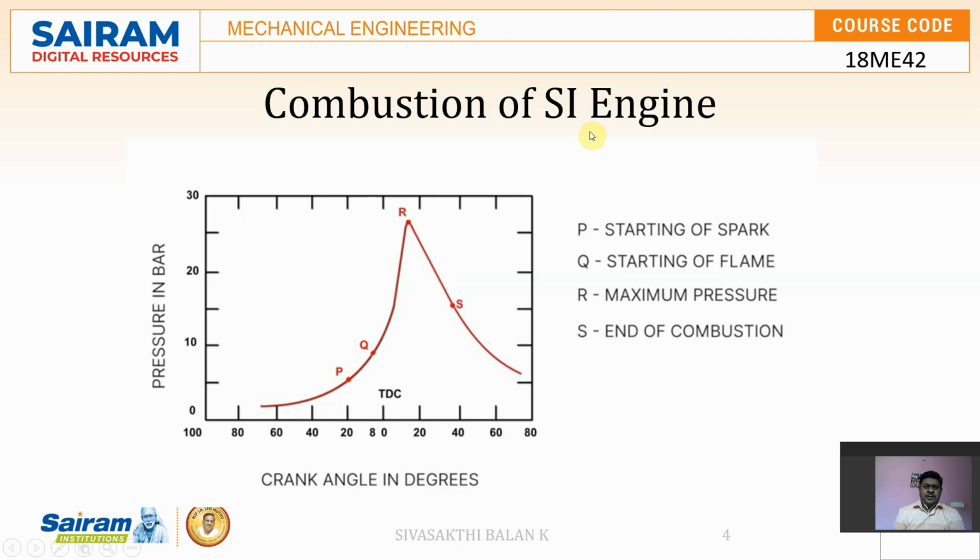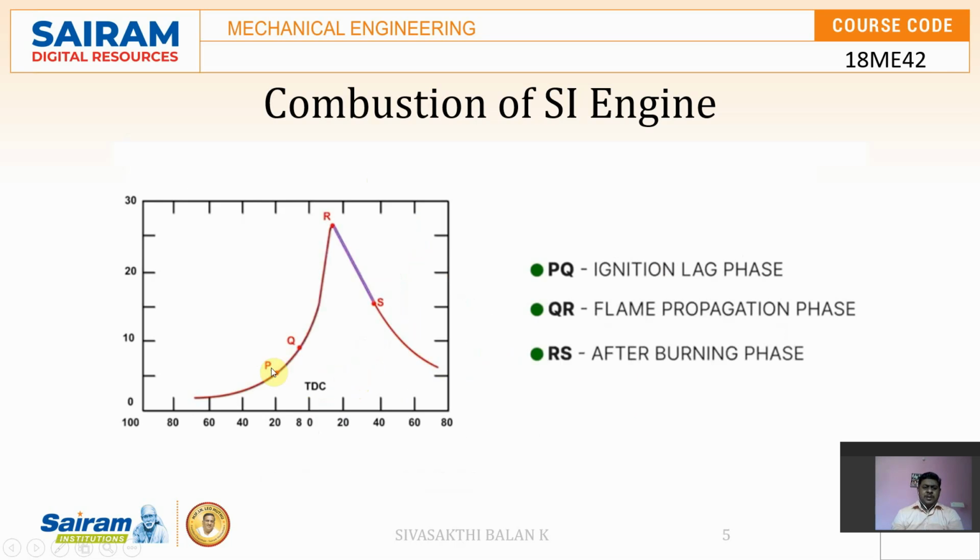In SI engine, if we see the pressure and crank angle diagram, we can easily observe that it starts at initially and goes to a peak pressure at the point R, and again it drops back. When the piston is at TDC, it reaches the maximum almost. In this we can easily divide this complete curve into 4 points. First point P is the starting of this part. Point Q is the starting of the flame, R is where the maximum pressure occurs and S is the end of the combustion.